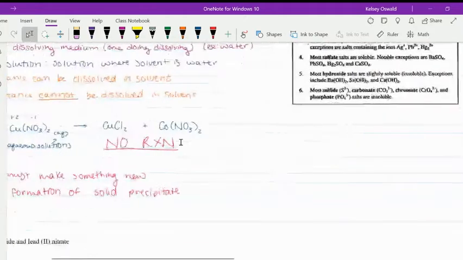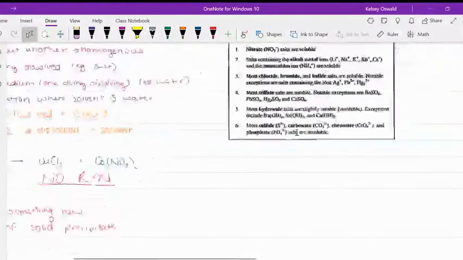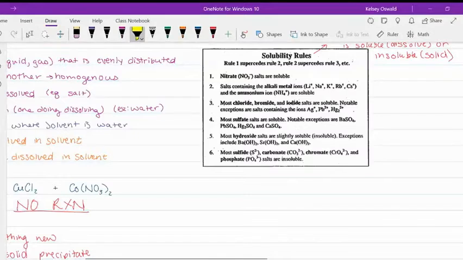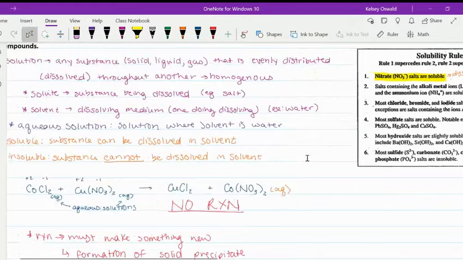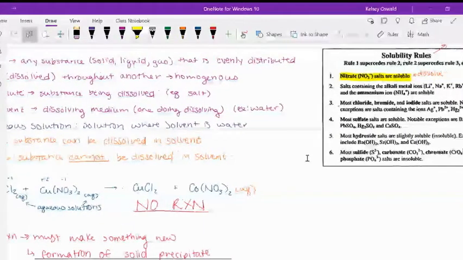So if we look, our products were copper chloride and cobalt nitrate. If we look at our nitrate rules, rule number 1 tells us all nitrate salts are soluble. So that means all nitrates are going to dissolve in water. If they dissolve, that means this one is going to be an aqueous solution. We're not going to see any solid form. We're going to say dissolved in water. So we know that second product, that cobalt nitrate, is going to be aqueous. That is going to stay dissolved in water. We're not going to form the solid.